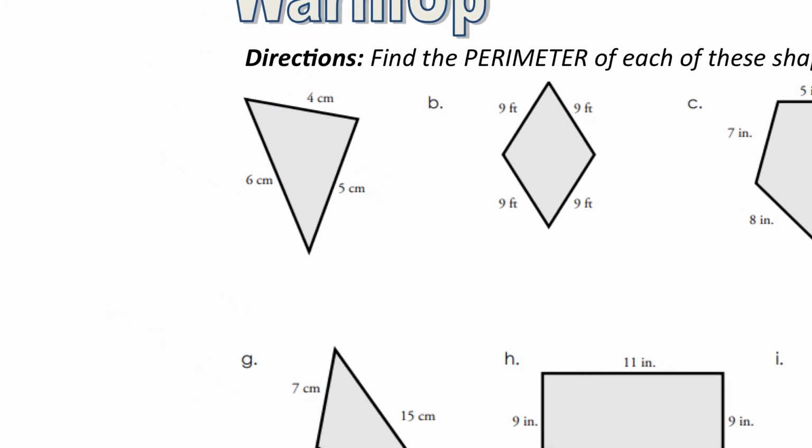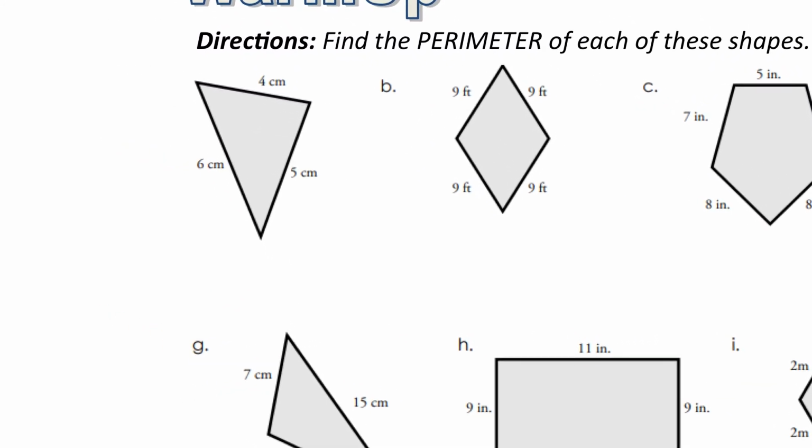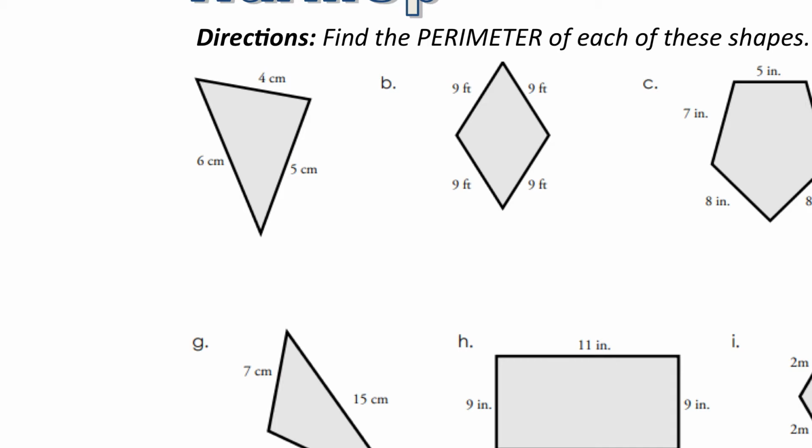So we're just finding the perimeter. So how do we find the perimeter? Okay, add up all the outside edges. So on this first one, what's the perimeter of that triangle? 15. 6 plus 4 plus 5 is 15.